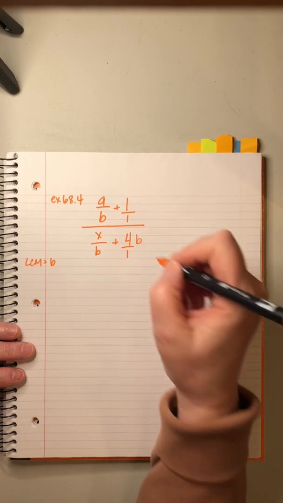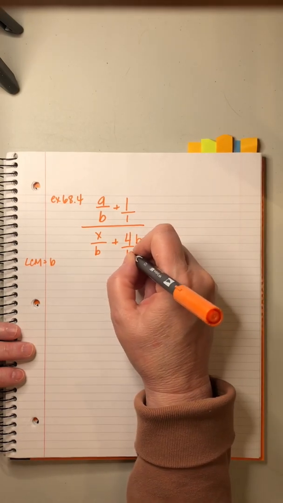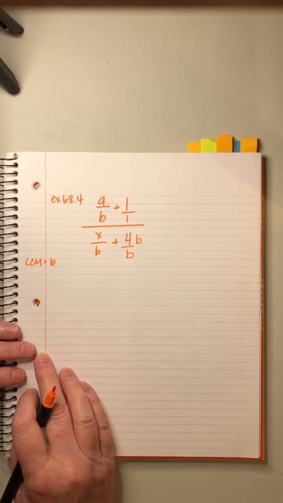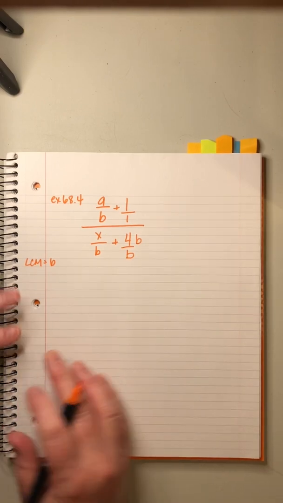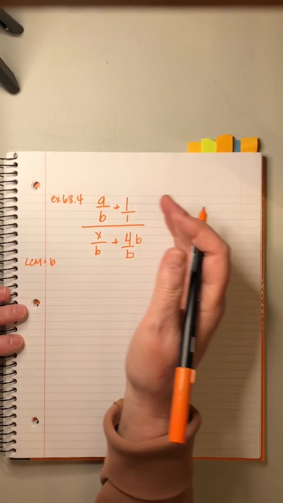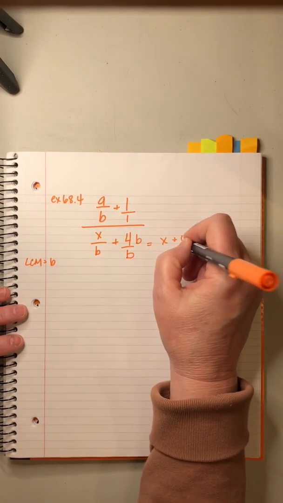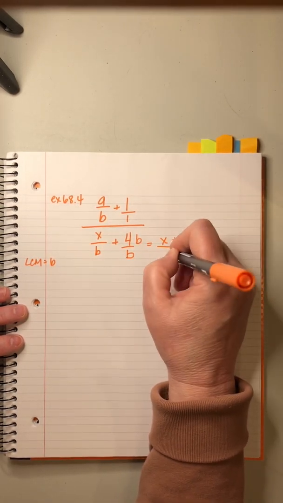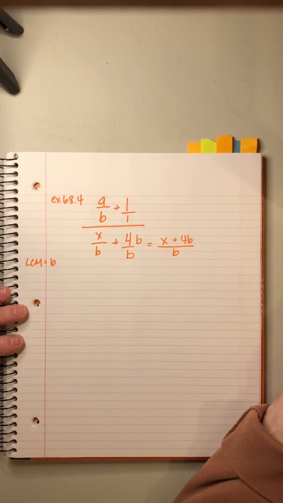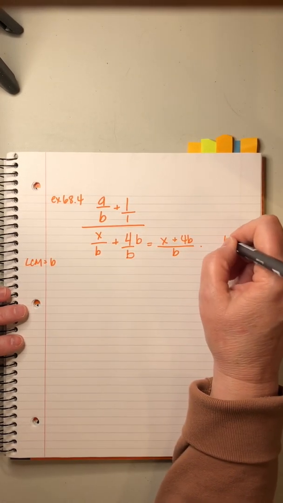Okay, so that's 4b on top, and 1 times b, I'm just going to write it like that so it's less confusing for me, right? That was, I multiplied it by b over b, and I just kind of slid it in. So now I have x plus 4b all over b. I've smushed. Now I'm ready to flip.